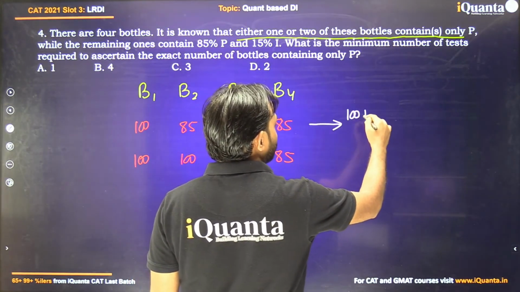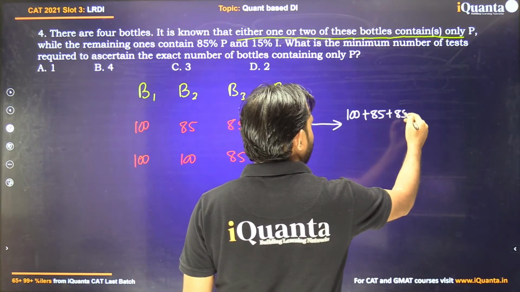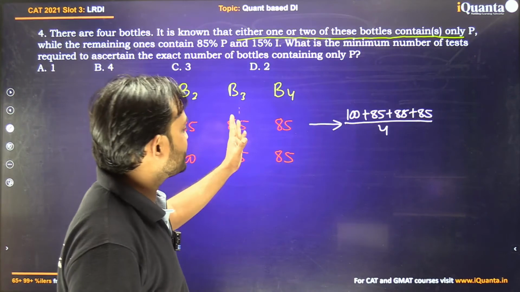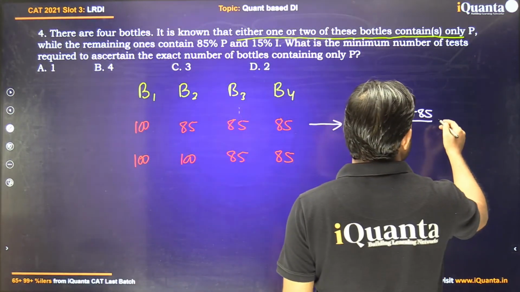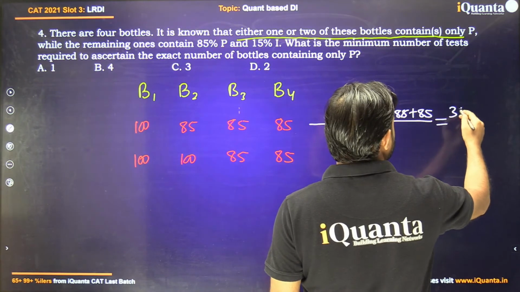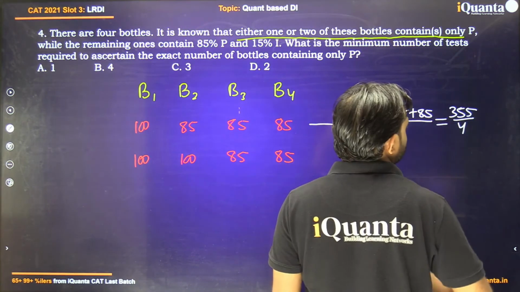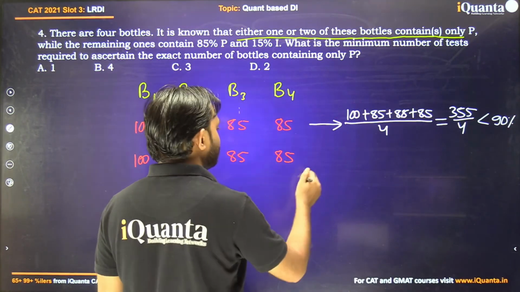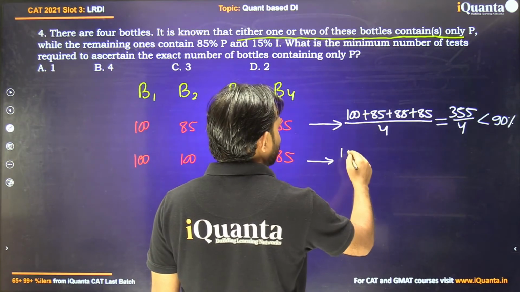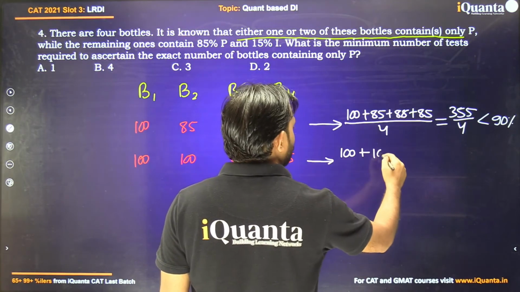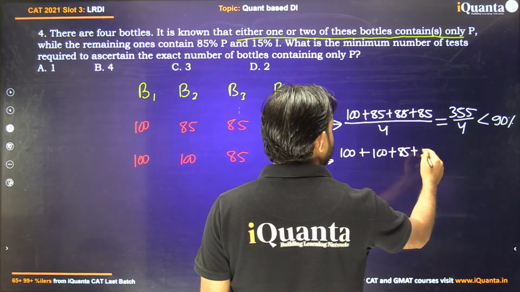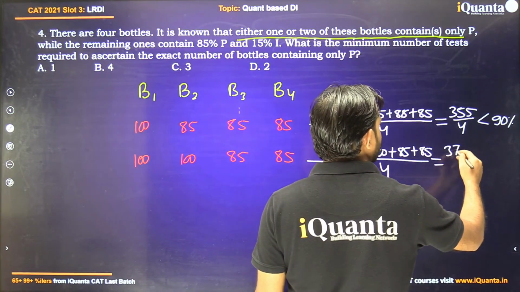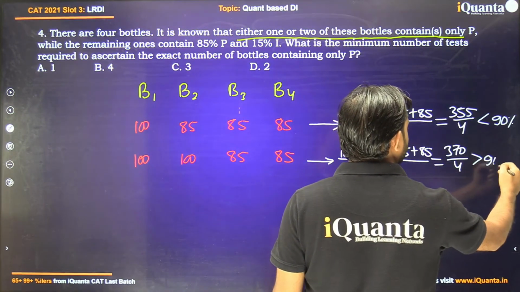what will be the percentage of purity here? So it will be 100 plus 85 plus 85 plus 85 by 4. How much is this? This will give us 355 upon 4. So this is less than 90%, right? This is less than 90%. And in this case, if you test it, it will be 100 plus 100 plus 85 plus 85 by 4, which is equal to 370 upon 4, which is greater than 90%.